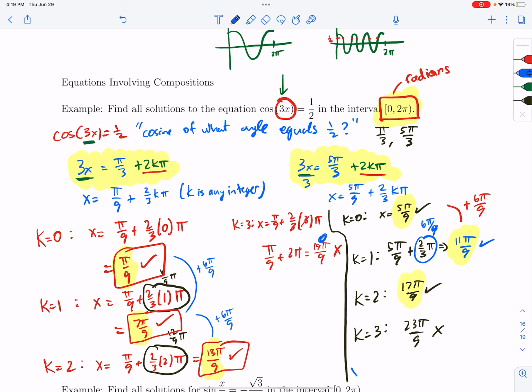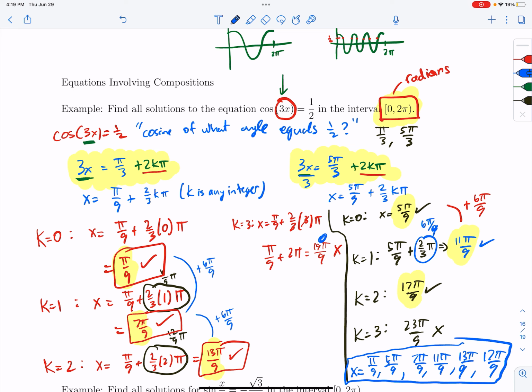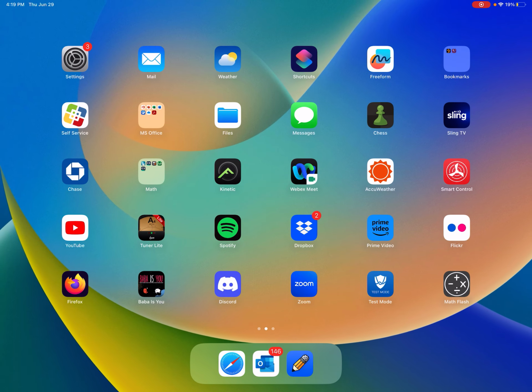So putting it all together, x is going to equal, and I'm going to put these in order from least to greatest, pi over 9, 5 pi over 9, 7 pi over 9, 11 pi over 9, 13 pi over 9, and 17 pi over 9. So there are 6 solutions here. Okay. Now what I'm going to do is I'm going to actually graph this in Desmos, and you'll see how this works. So let's check this out.